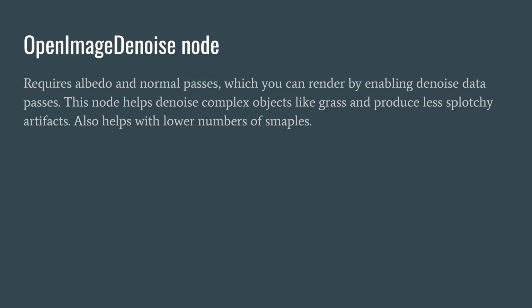Moving on to Cycles, there's a few pretty big Cycles updates. Now there's the OpenImageDenoise node. This is in the compositor. It requires albedo and normal passes, which you can render by enabling denoising data passes. This node will help denoise complex objects like grass and produce less splotchy artifacts.